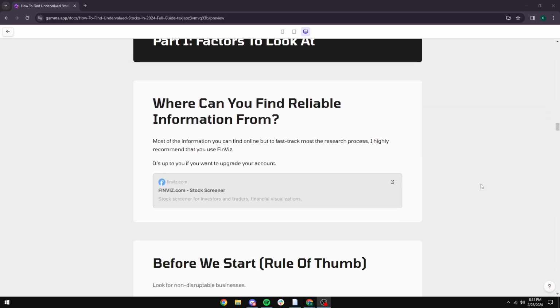Part 1. Factors to look at. Where can you find reliable information from? Most of the information you can find online, but to fast track most of the research process, I highly recommend that you guys use Finviz. It's up to you if you want to upgrade your account. Here's the link, just finviz.com.